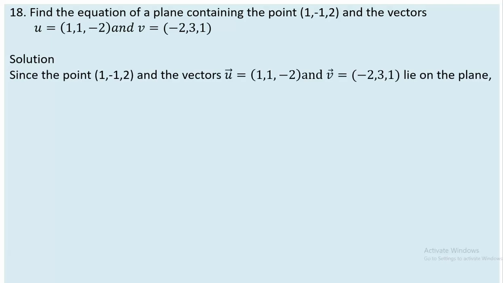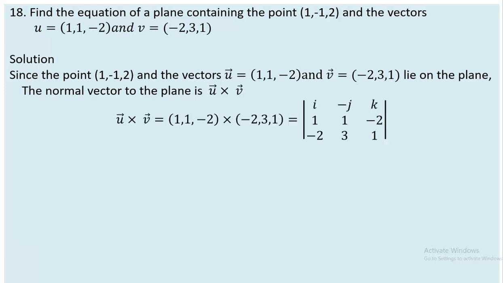So since the point (1, -1, 2) and the vectors u and v lie on the plane, we can calculate the cross product of u and v and consider that as a normal one. So the cross product of u and v is going to be, as I tried to explain earlier, the determinant of i, j, k with 1, 1, -2, -2, 3, 1, basically. And this is (1 + 6)i - (1 - 4)j + (3 + 2)k, and this makes 7i + 3j + 5k. So students, this is going to be normal to the plane.